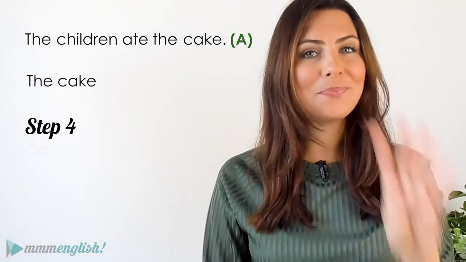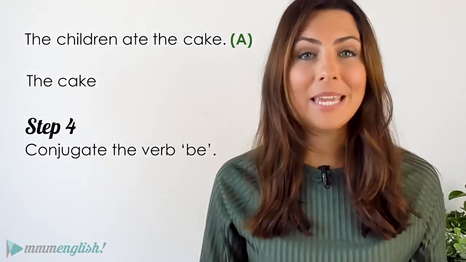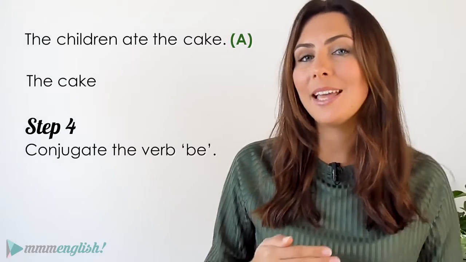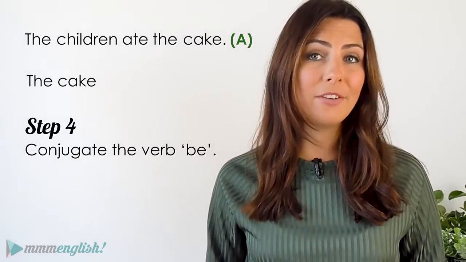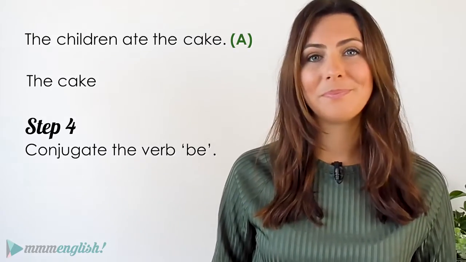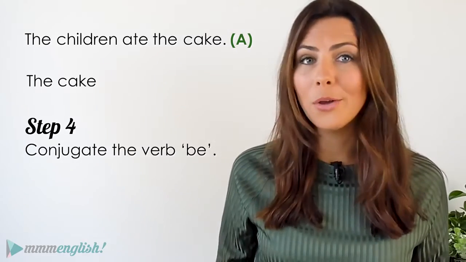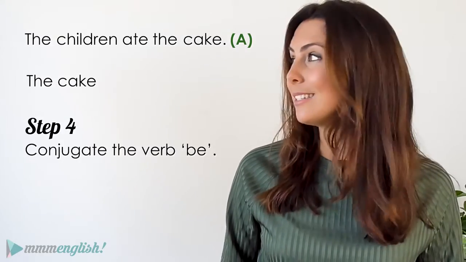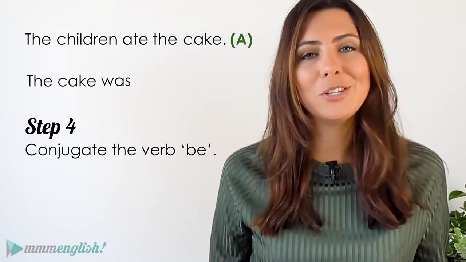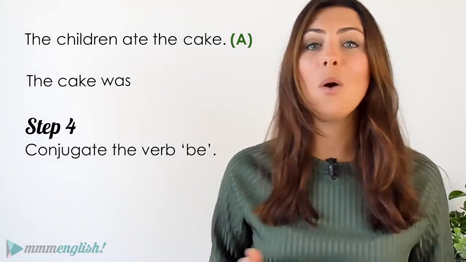Good. Step 4. Conjugate the verb be so that it's in the same tense as the main verb in the active sentence. We need to change our be verb to the past simple, so it becomes was or were, depending on the new subject. And our new subject is the cake, so we can choose was. The cake was.